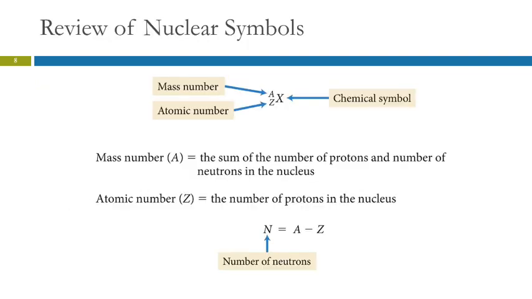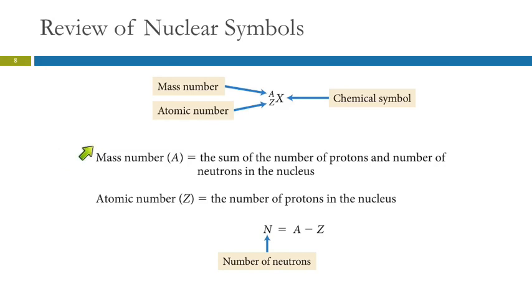So let's review nuclear symbols. You should have learned this in Chem 1A. So this is a nuclear symbol. Here, the capital X is representing the chemical symbol. That's the 1 or 2 letter abbreviation for the element. On the left is a superscript, the mass number. And as a subscript on the left is the atomic number. I got that backwards. The mass number on the top is protons plus neutrons. The atomic number is the number of protons.